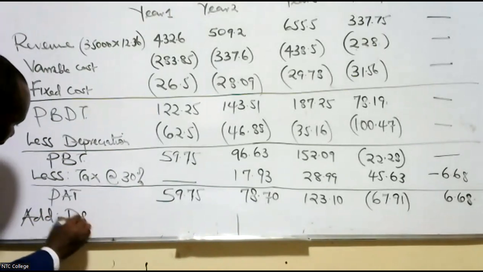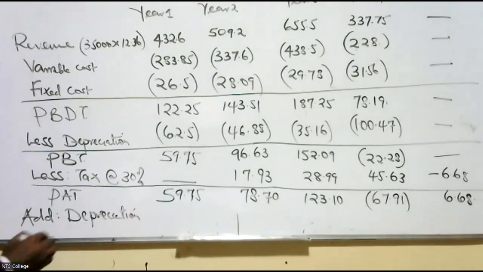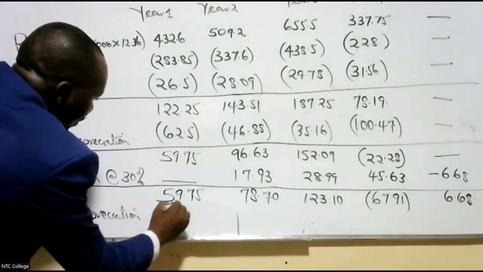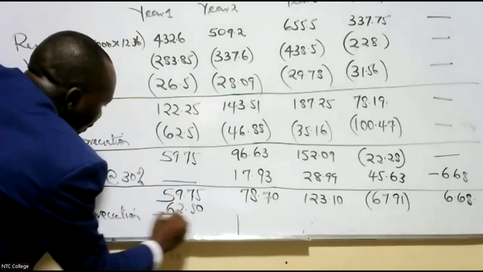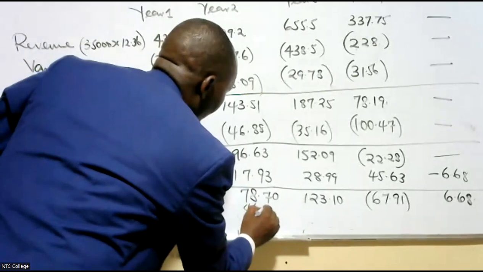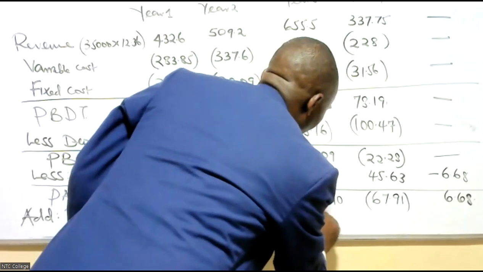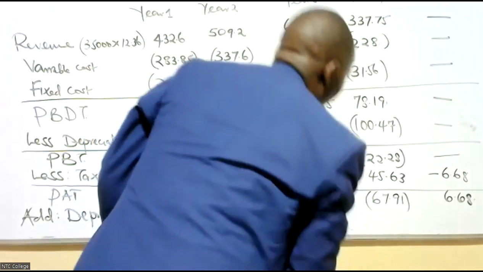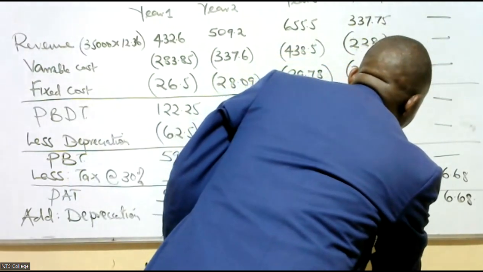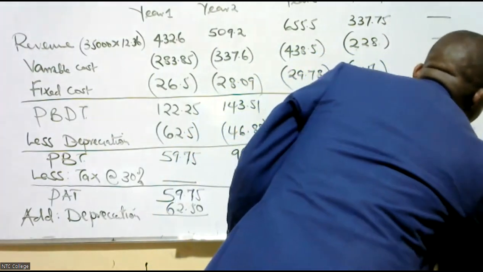Or how is it, isn't it so? We say that depreciation is very relevant. So we are adding depreciation in here: 62.50. Here it is 46.88. Here it is 35.16. Then we have here 100.47 now. Then here we didn't have the precision, so we just write that.